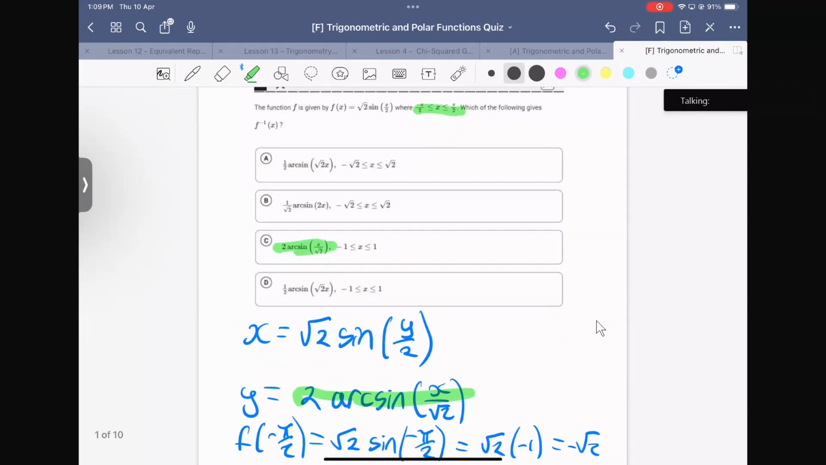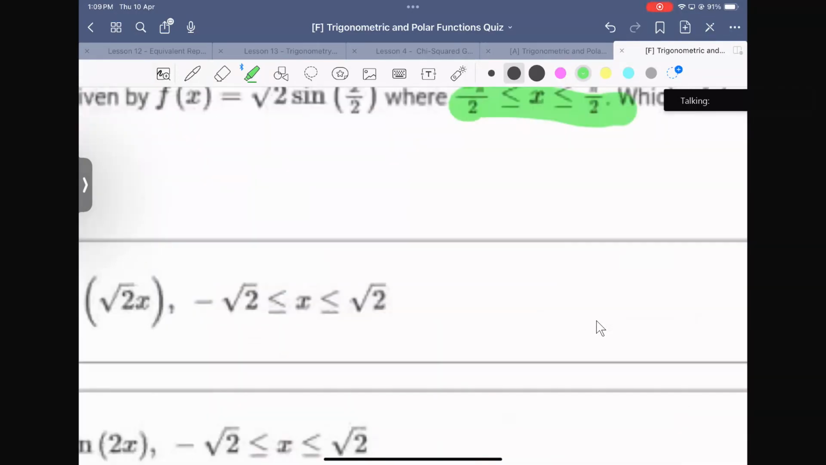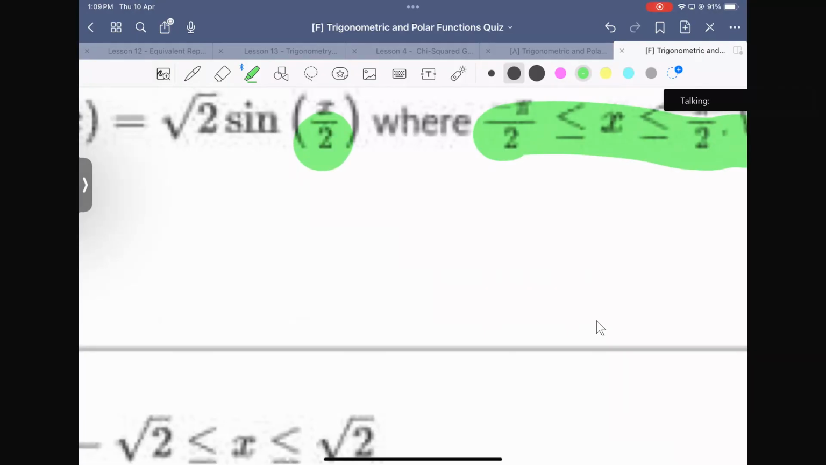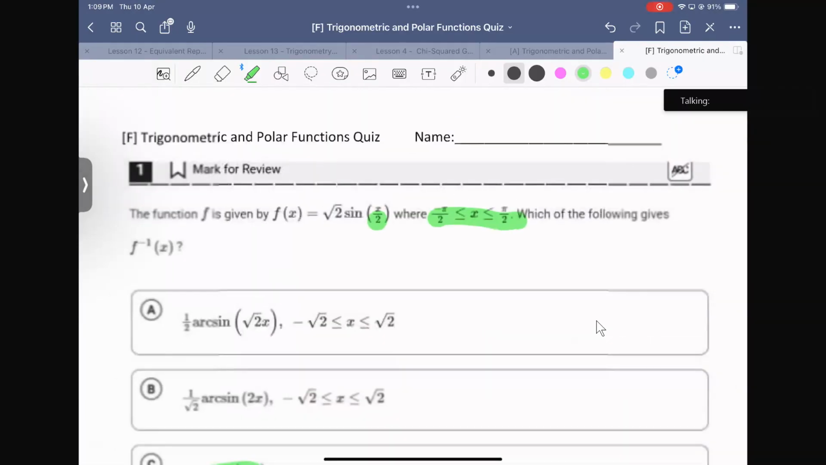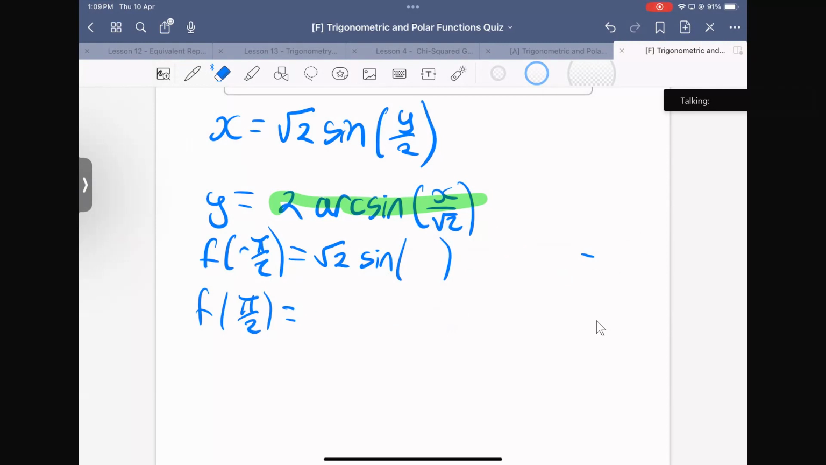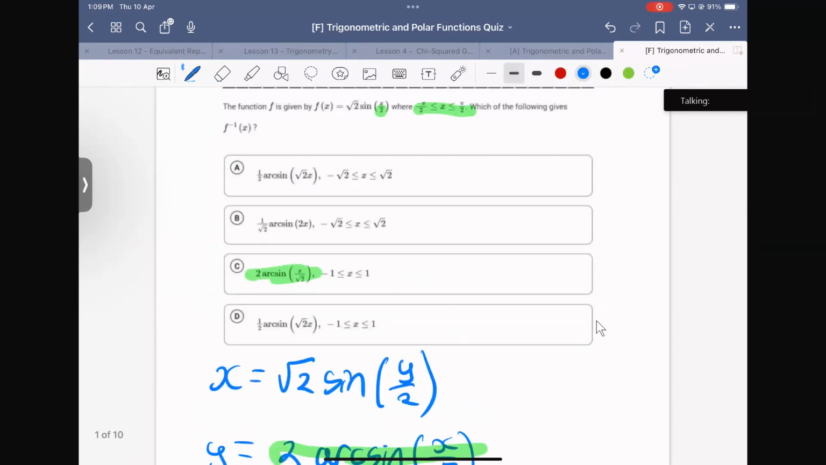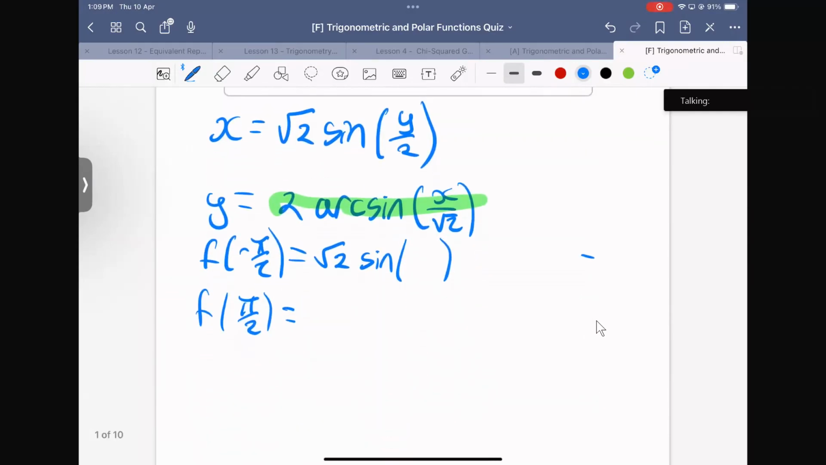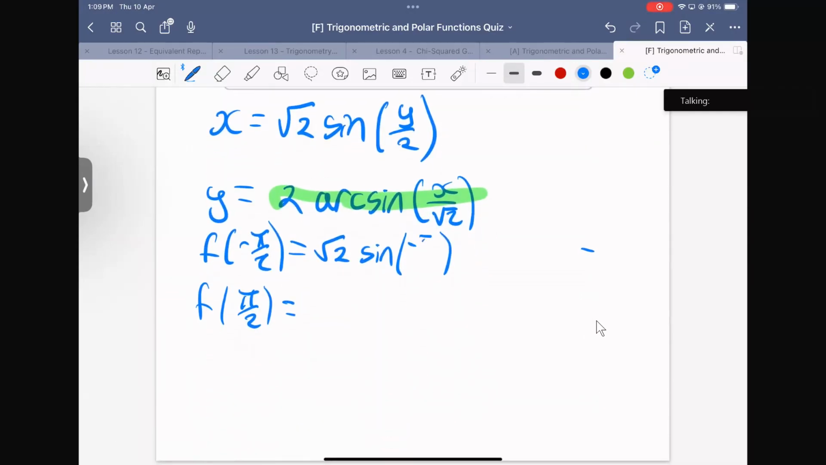Wait. Sorry, I see my mistake there. I'm missing that 2 there when I'm putting it in the function. So I've made a slight error here. All right. So because we've got a divide by 2 there, that's going to give us minus pi over 4, which is going to give us root 2 times negative 1 over root 2, which is going to equal minus 1.